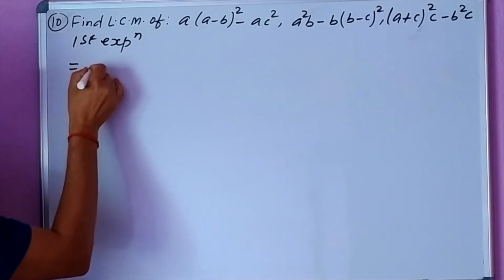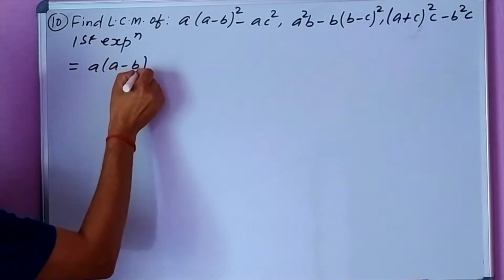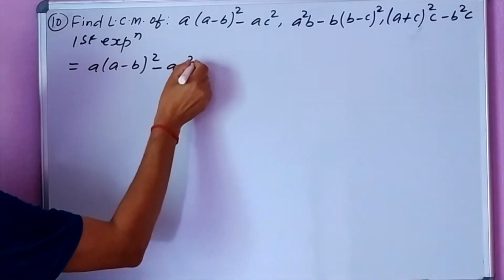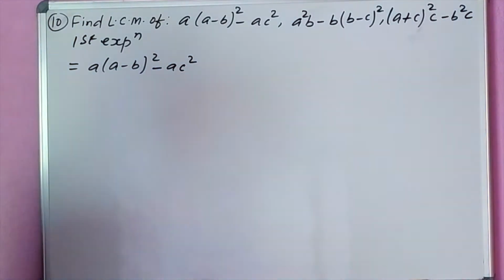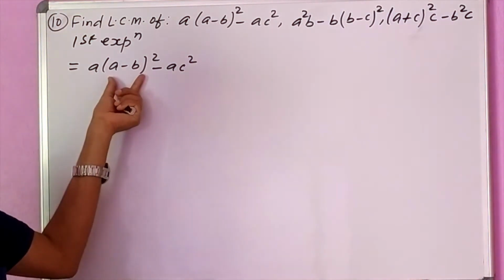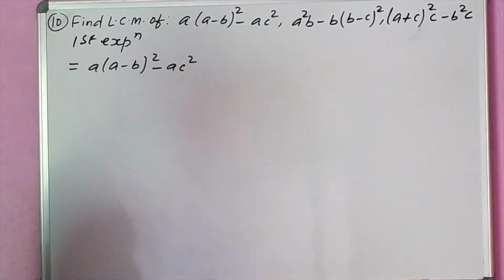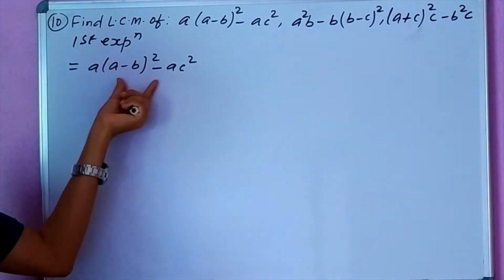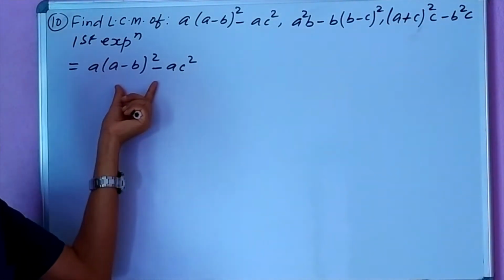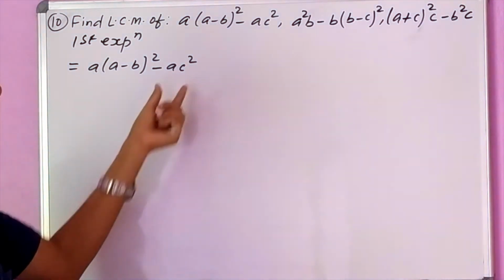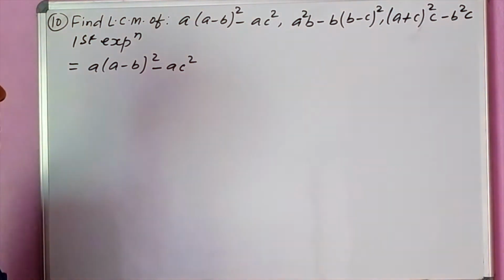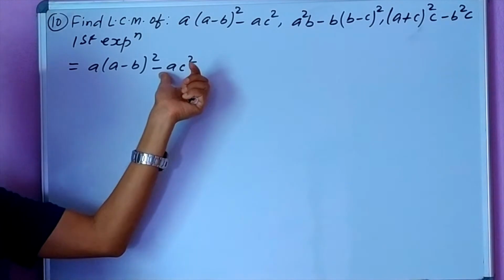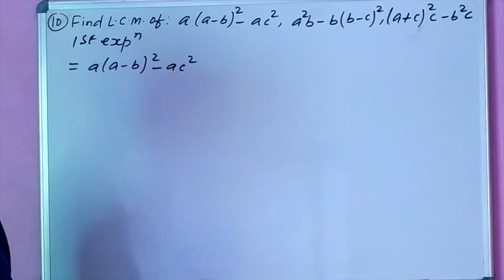So the first expression is a times (a minus b) whole square minus a c square. Look here guys, here also it is not necessary to expand this square and multiply with this a, because consider a times (a minus b) whole square as one term, and a c square as another term, separated by this minus. So there are together two terms.